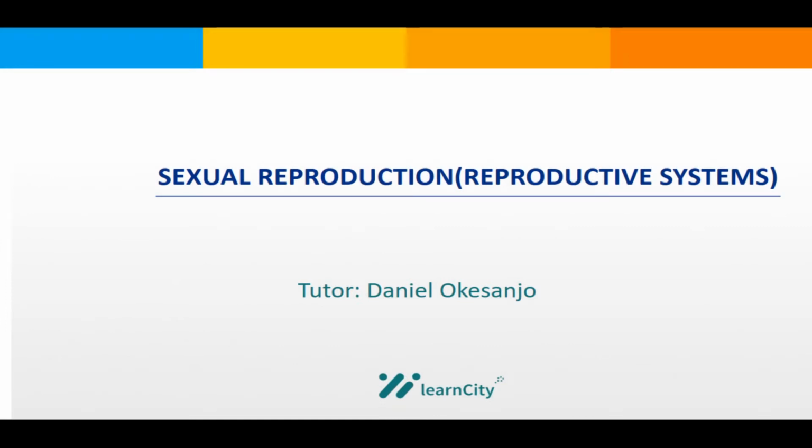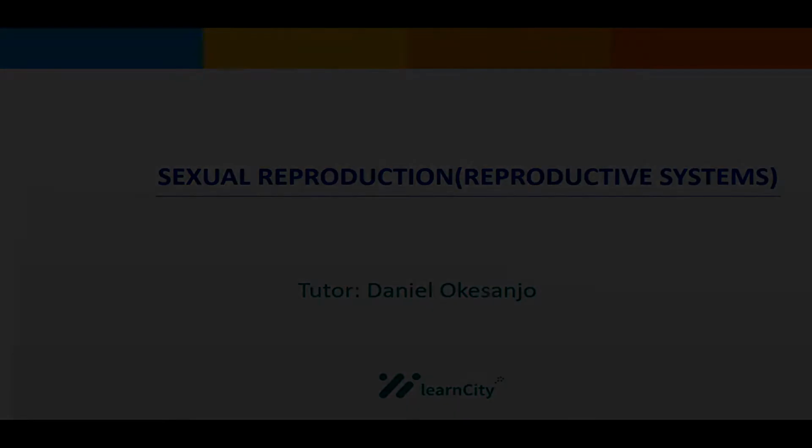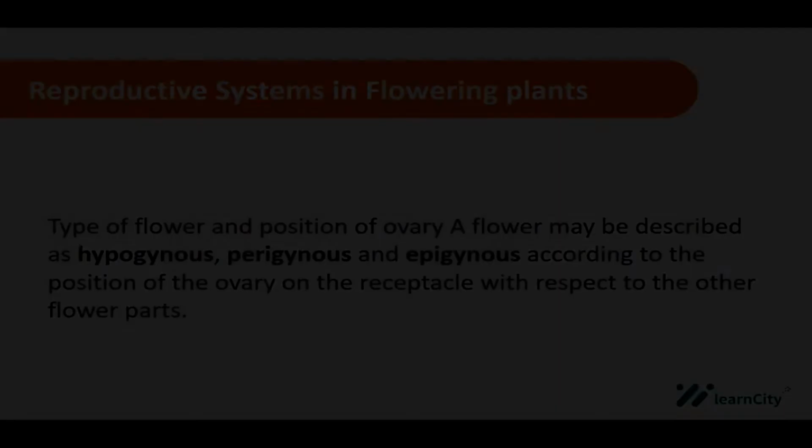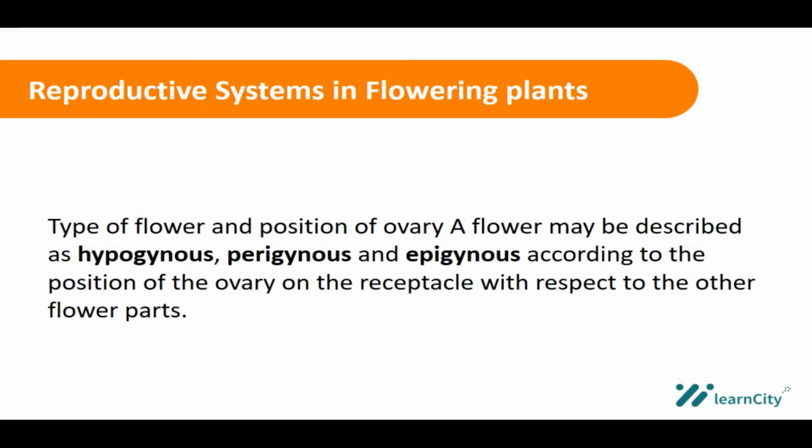Today we are continuing our topic on reproductive systems under sexual reproduction, and we'll be talking about reproductive systems in flowering plants. So today we'll continue that topic, and we'll be talking about the position of the ovary. We can have different types of flowers based on the position of the ovary. Now, a flower can be described as hypogynous, perigynous, or epigynous.